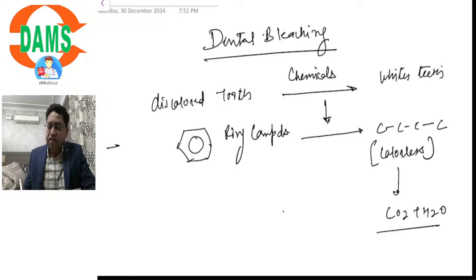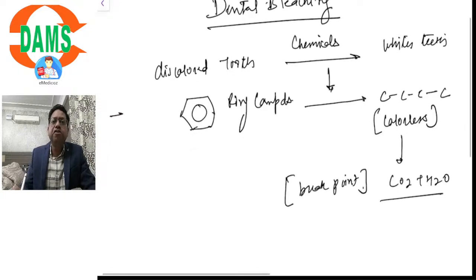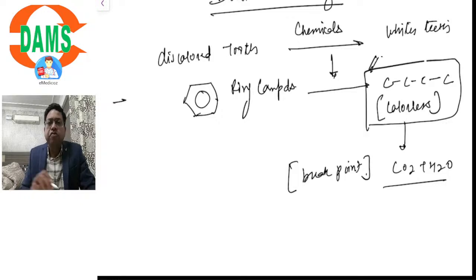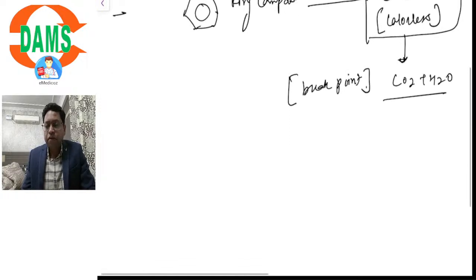Okay, this is the final break point in the bleaching procedure. So basically, we have to halt the procedure when the chain compounds have been formed, or we can say that the tooth color has been lightened one or two shades. If we keep on doing the bleaching, then without any marked improvement in the shade, there would be what? Breakdown of the tooth structure, breakdown of the tooth hydroxyapatite. It can be detrimental to the health of the tooth.